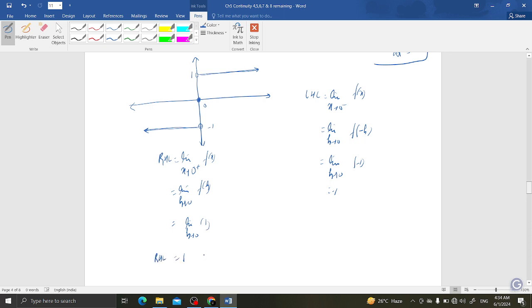So we can clearly observe that LHL is minus 1 and RHL is 1. So LHL not equal to RHL implies that limit x tends to 0 of f(x) does not exist, hence this function is not continuous at 0.